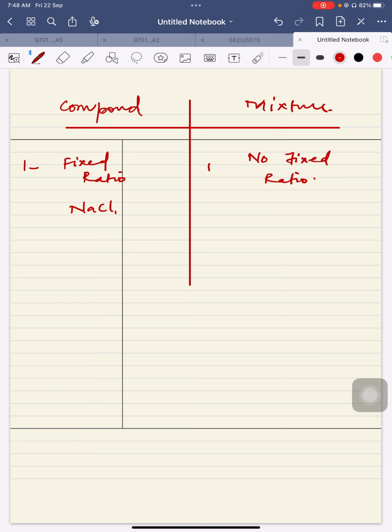It is just telling you one Na and one Cl are combining with each other always. For example, in the formula of H2O, two hydrogen atoms are always combining with one oxygen, but in case of a mixture, there is no fixed ratio, they can be combined in any ratio. Okay, so number two is this, that in case of a compound, the properties of the components altogether change from their original properties.